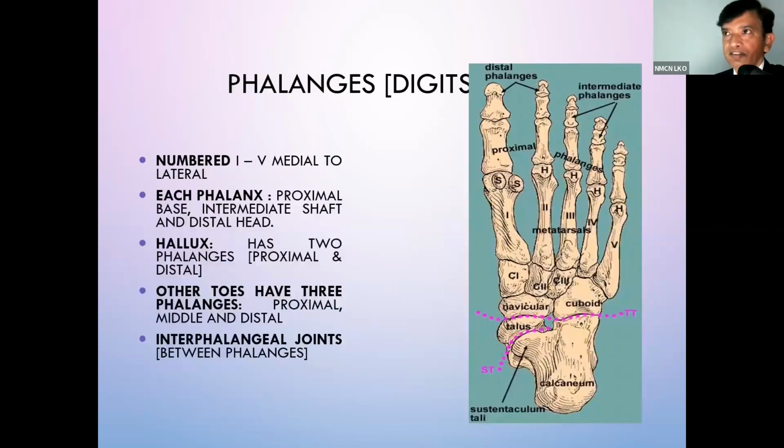Then the phalanges, from 1 to 5, all metatarsals have phalanges. Each phalanx has a proximal part, base part, and the shaft. And the hallux has only 2 phalanges, the rest have 3 phalanges.